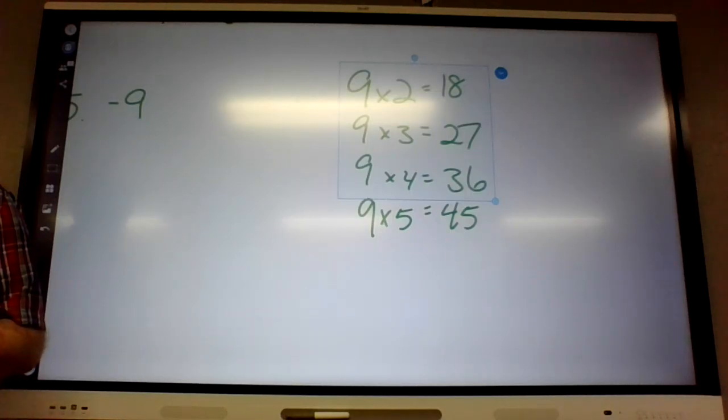I forgot where I was at. Callie, go to bed at a reasonable hour. We're on number 7.